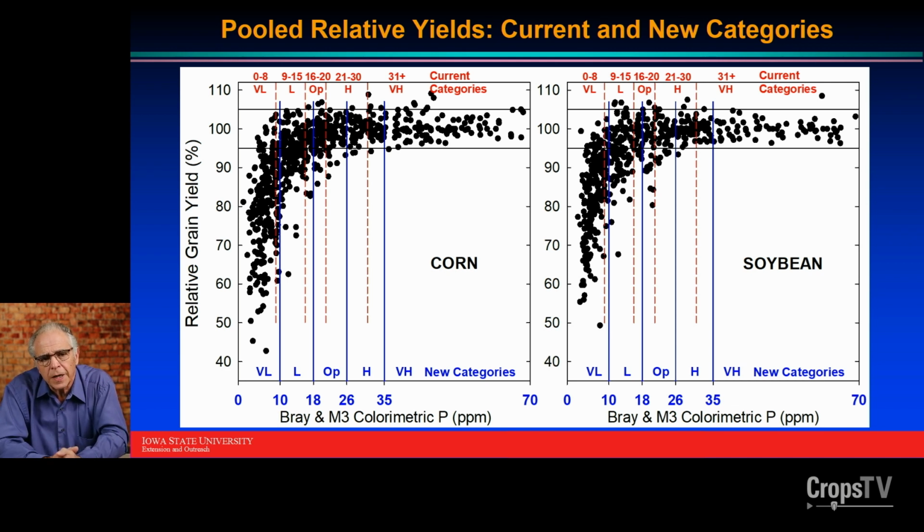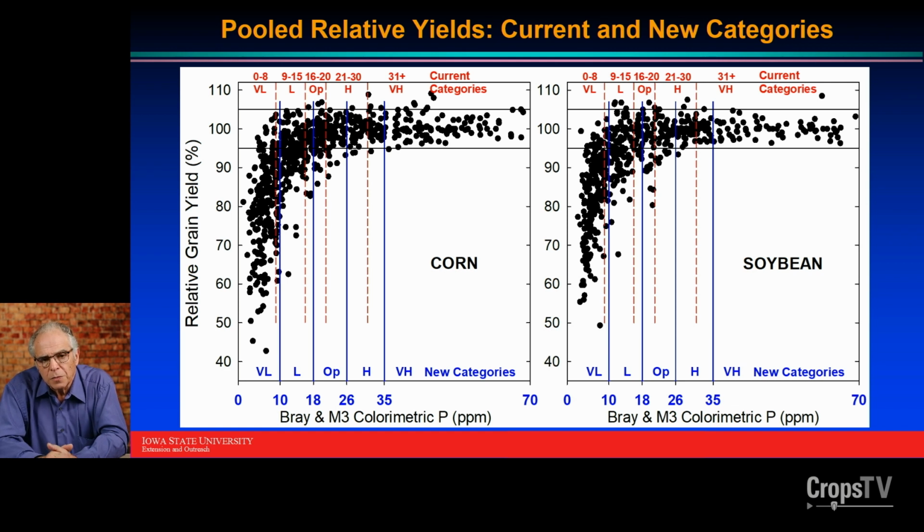The other reason is that we were always a bit concerned that the optimum category was very narrow. See, just 5 ppm, if you look at the red numbers. And the variation out there is so big that we need to be more conservative. And so we decided to make it wider, increasing the upper border by about 5 parts per million. Okay.